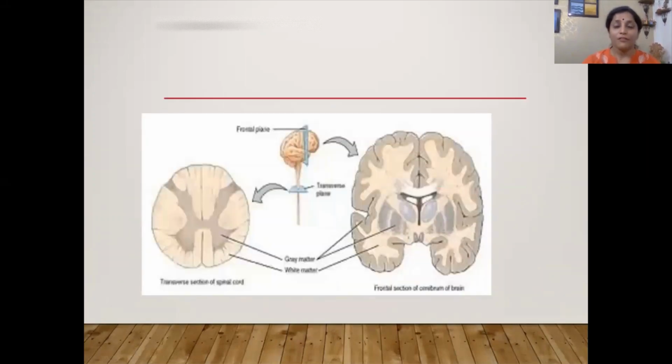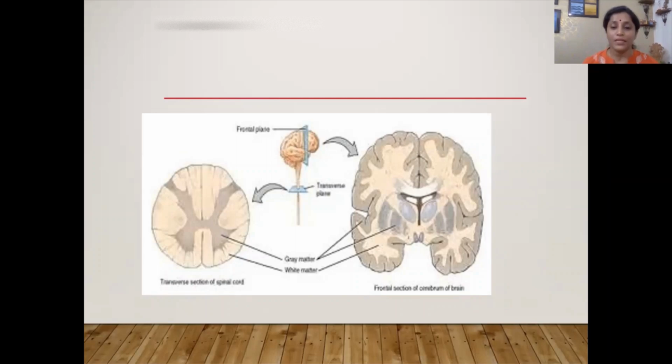So, if we see the vertical cut sections of the brain and a horizontal cut section of the spinal cord, we can see the arrangement of gray matter and white matter. In the spinal cord, the white matter is external, whereas the gray matter is in the interior, in the shape of an H or a butterfly. In the brain, the gray matter is outside and the white matter is inside.